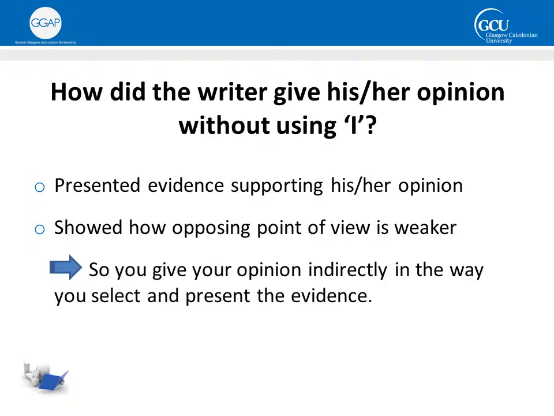Notice that although the writer doesn't say they don't think that marijuana should be legalised, it's actually obvious that this is what they think. The writer has given his or her opinion without using I, by presenting the evidence that supports his or her point of view and showing how another opinion's weaker. So you give your opinion indirectly in the way that you select and present the evidence.